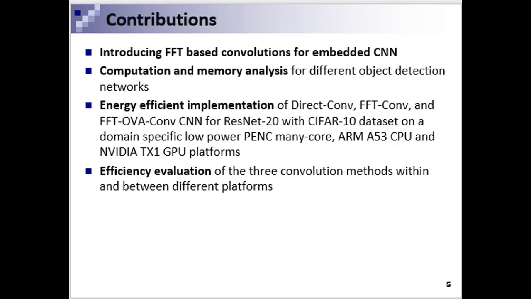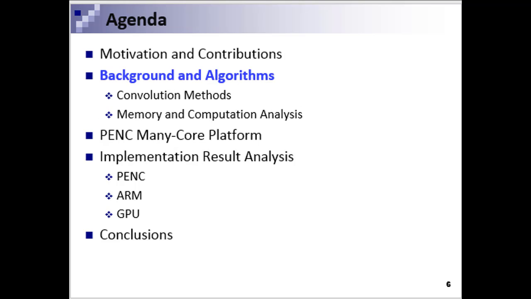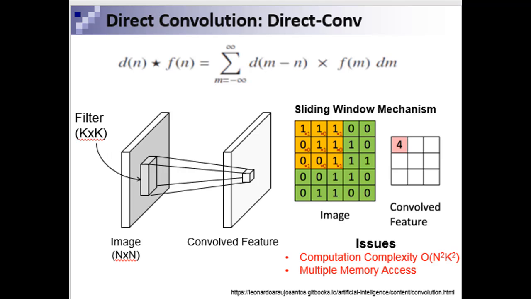We are proposing FFT-based convolution for embedded CNNs. I'll be showing computation and memory analysis for different object detection networks. I'm going to show an energy-efficient implementation of 3 different methods of convolution on 3 platforms: ARM A53 CPU, Penn's many-core architecture, and NVIDIA TX1 GPU. And then I'm going to show cross-platform and within-platform efficiency evaluation.